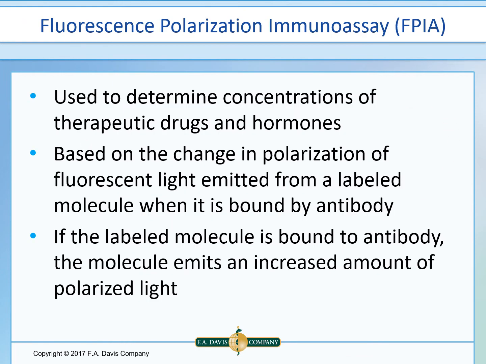Another fluorescent technique developed is fluorescence polarization immunoassay, which is based on the change in polarization of fluorescent light emitted from a labeled molecule when it's bound by antibody. If the labeled molecule is bound to antibody, the molecule emits an increased amount of polarized light. Incident light directed at the specimen is polarized with a lens or prism so that the waves are aligned in one plane. If a molecule is small and rotates quickly enough, the emitted light is unpolarized after it is excited by the polarized light.